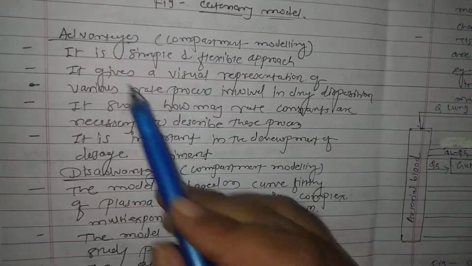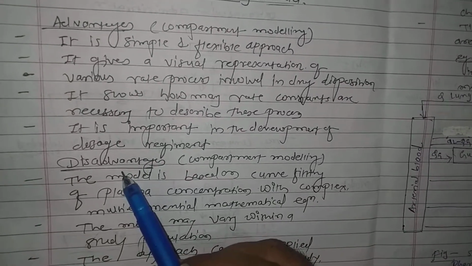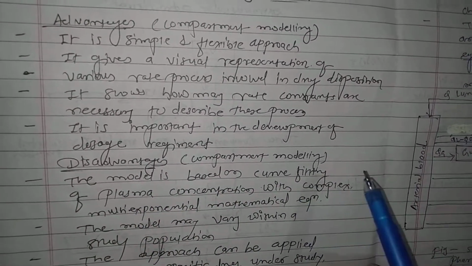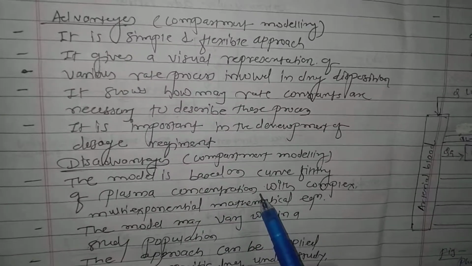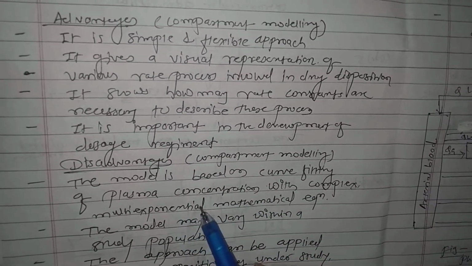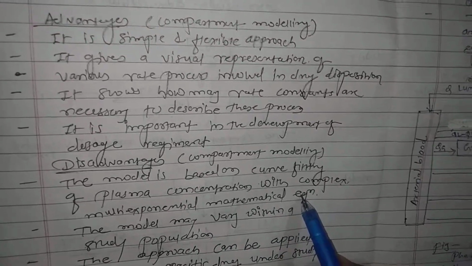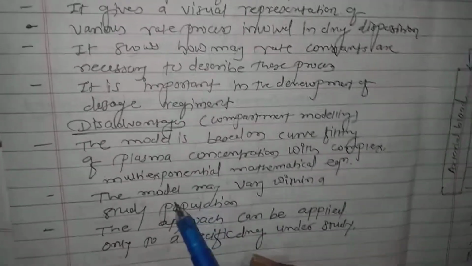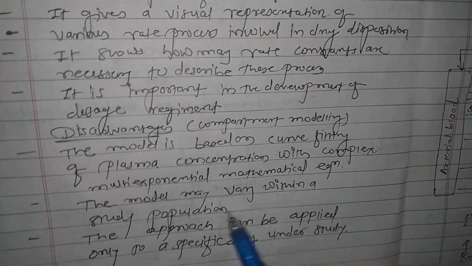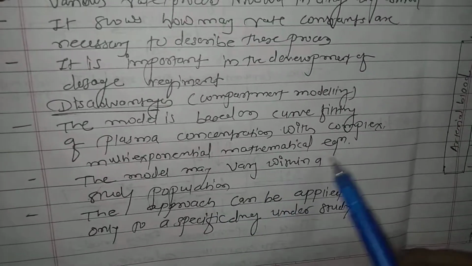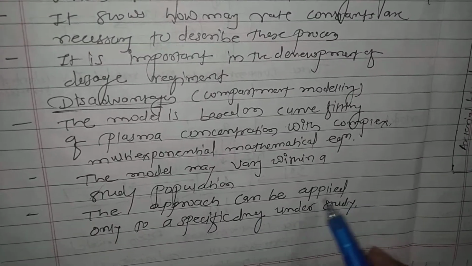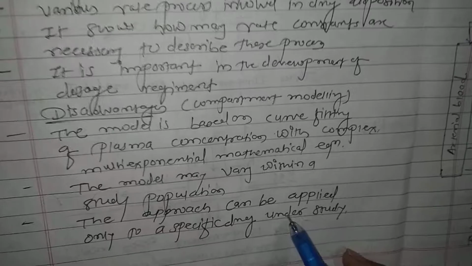Along with the advantages, it has some disadvantages. In this compartment modeling, the model is based upon curve fitting of plasma concentration with complex multi-exponential mathematical equations, means it consists of multi-exponential mathematical equations. The model may vary within the study population, means there is variation from subject to subject. The approach can be applied only to the specific drug under study.